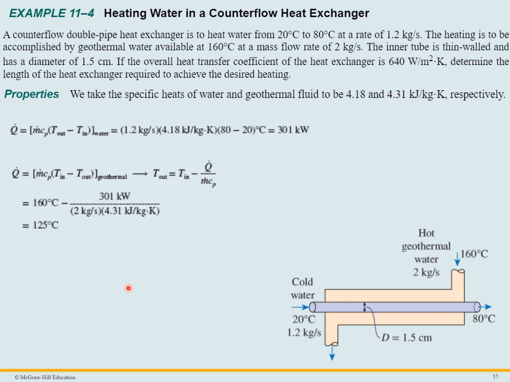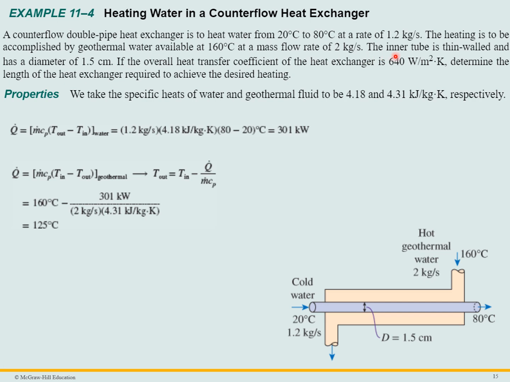Let's look at example 11.4. So here we have a counterflow double pipe heat exchanger. It's to heat water from 20 degrees C to 80 degrees C at a rate of 1.2 kilograms per second. The heating is to be accomplished by geothermal water available at 160 degrees C at a mass flow rate of 2 kilograms per second.